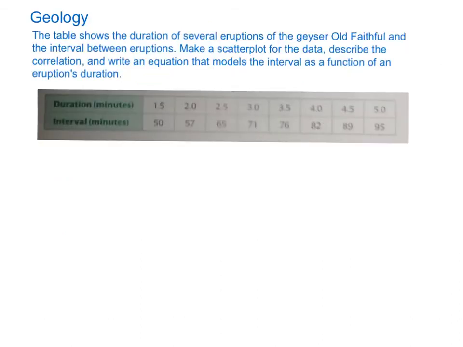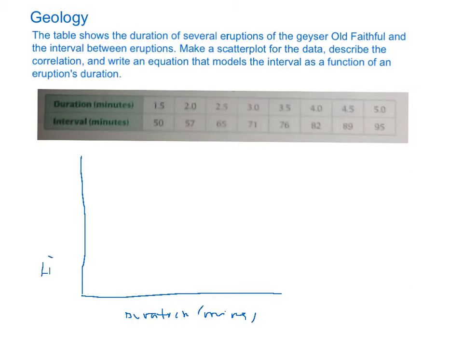Alright, here is a problem about geology. The table shows the duration of several eruptions of the geyser Old Faithful and the interval between eruptions. We're asked to make a scatter plot for the data, describe the correlation, and write an equation that models the interval as a function of an eruption's duration. So I'm going to start by drawing the x and y axis. I'm going to label the x-axis the duration, and that's in minutes. I'm going to label the y-axis the intervals, which is also in minutes.